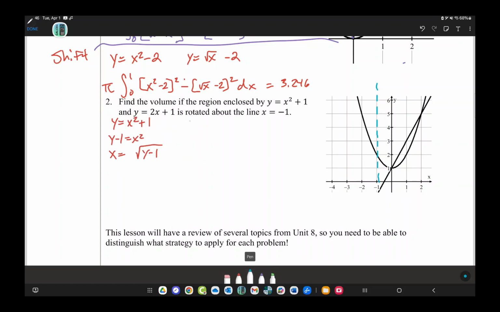All right, for the other equation, y equals 2x plus 1, we have y minus 1 equals 2x. So x equals 1/2 y minus 1/2.